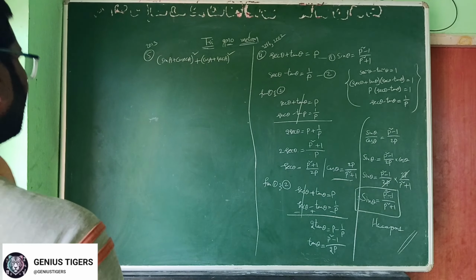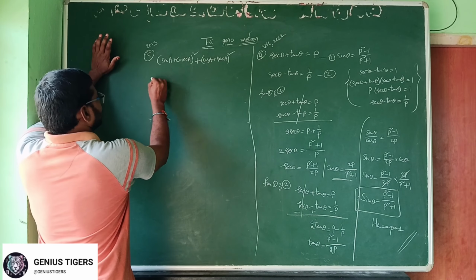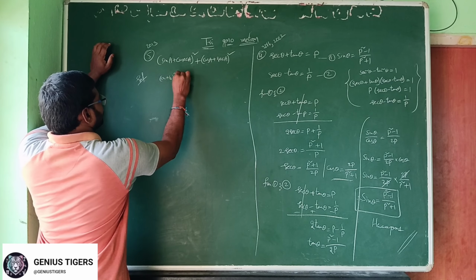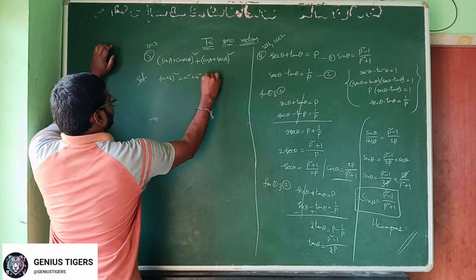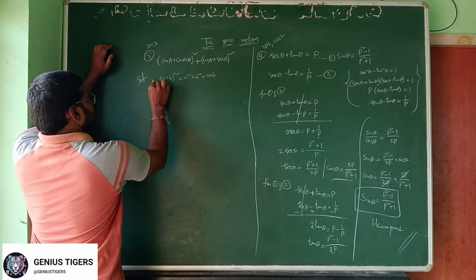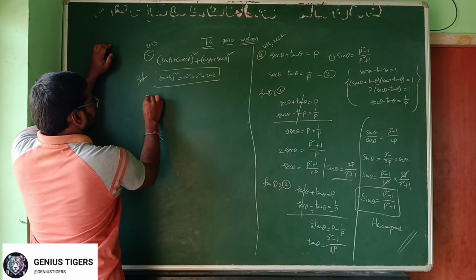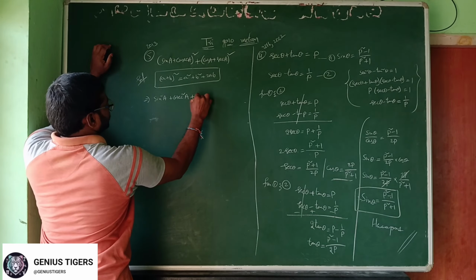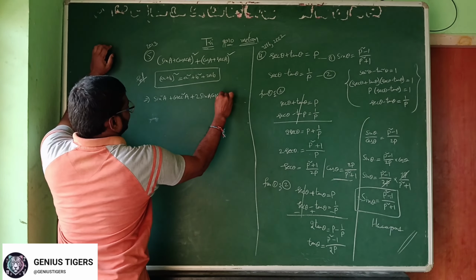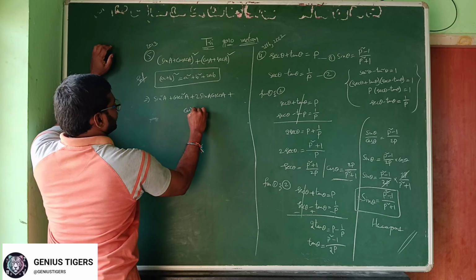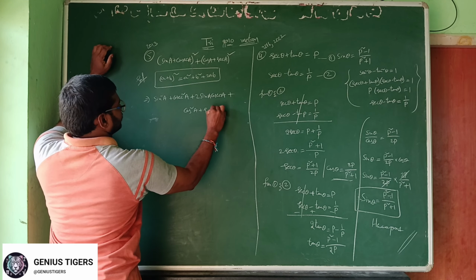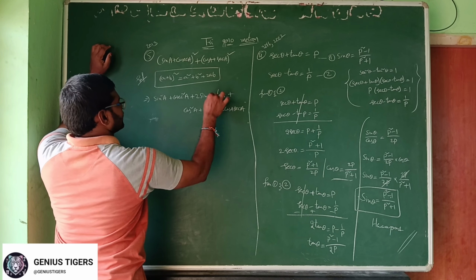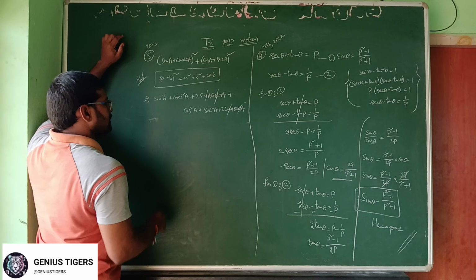We have one more important sum that was given in 2013. Here, solution: the formula for a plus b whole square is a square plus b square plus 2ab. You can apply this formula here. So sin square a plus cosecant square a plus 2 sin a cosecant a, plus cos square a plus secant square a plus 2 cos a secant a. Already I said that sin a cosecant a and cos a secant a are reciprocals, so they cancel to 1.